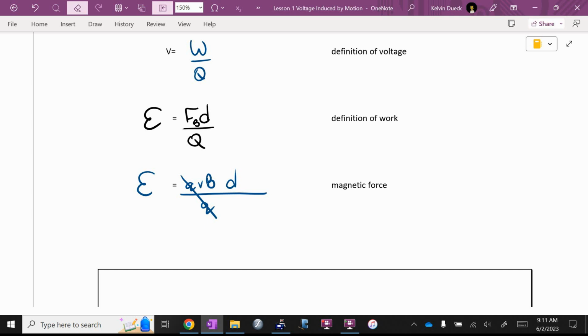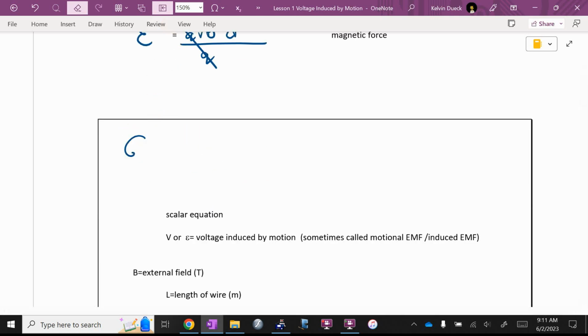It's not really vBd. It's typically written this way: EMF equals B. Instead of d, we use a lowercase l for the length of the bar or wire, times v. And all three of these have to be at right angles, so I'm going to put little perpendicular signs beneath them.